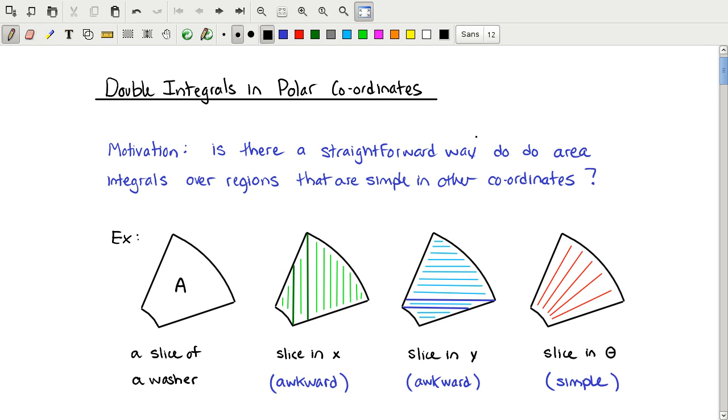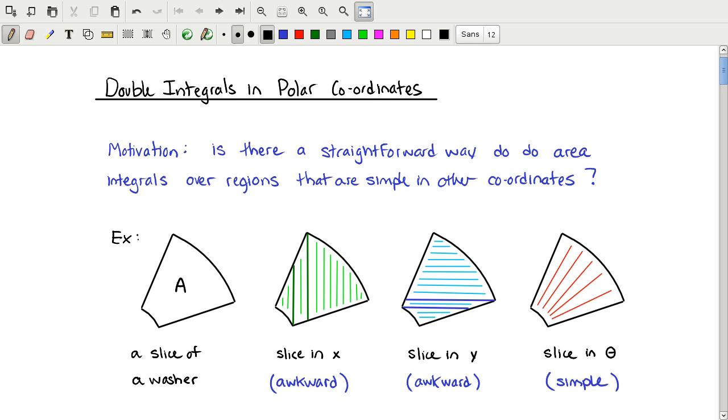So today we'll begin learning about even more kinds of regions over which we can do double integrals with the aid of polar coordinates. We take a look at a region like this, denoted A, this region of area A, and it's part of a washer. We have an inner circle that's missing, an outer circle boundary, and then straight lines of constant theta forming the boundaries of our region.